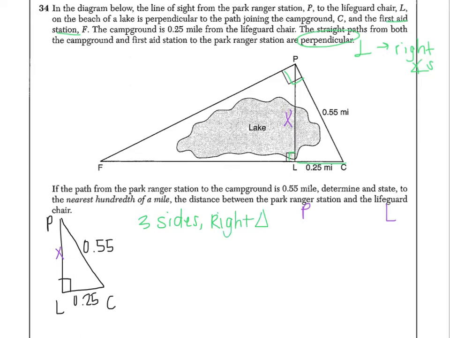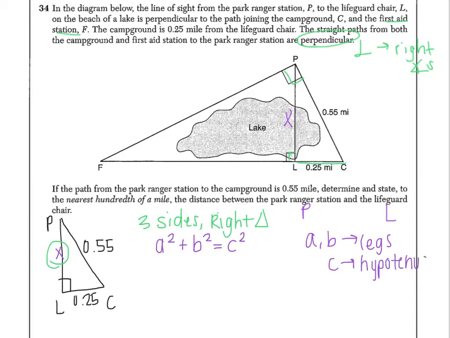In order to find the third or the missing side of this right triangle, I can use a formula called the Pythagorean theorem. And that formula is a squared plus b squared equals c squared, where a and b are legs and c is the hypotenuse. So looking back at this triangle, the hypotenuse is always across from the right angle. So 0.55 will be plugged in as c. Then the 0.25 and the x represent my a and b because they are legs.